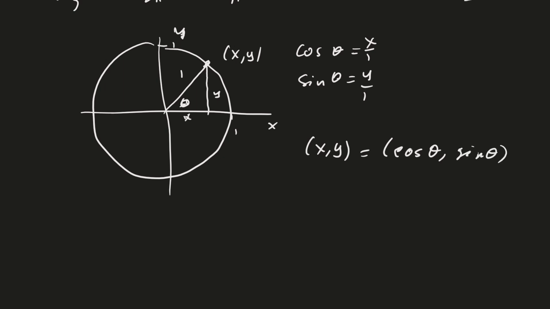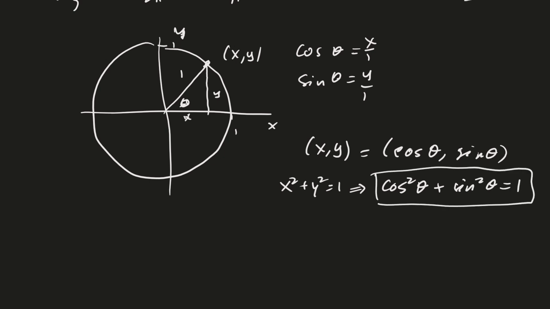Okay, and so from the formula of a circle, we also get that cosine squared theta plus sine squared theta equals 1, and this is known as the Pythagorean identity. Okay, so this is true for any theta. That's what we mean by identity, right? It's true for every theta.